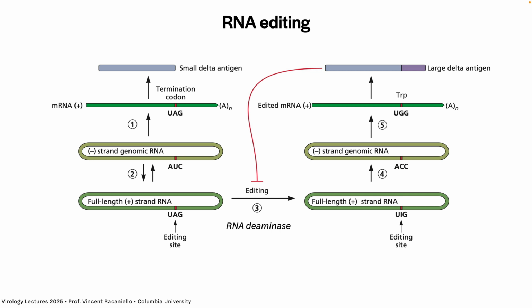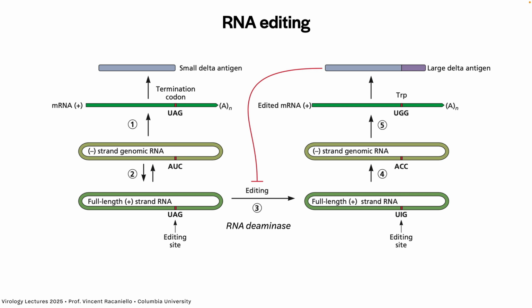So from this genome is made an mRNA. It's got a termination codon there, and that codes for small delta antigen. This allows the RNA to get packaged into virus particles. But a certain fraction of the time, that termination codon is edited by an RNA deaminase. So it removes amino groups from the bases. And in this case, it changes the A to an I, an inosine.